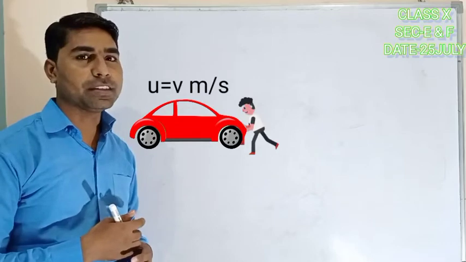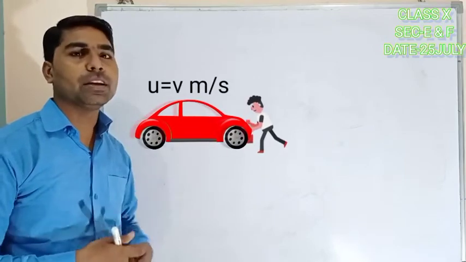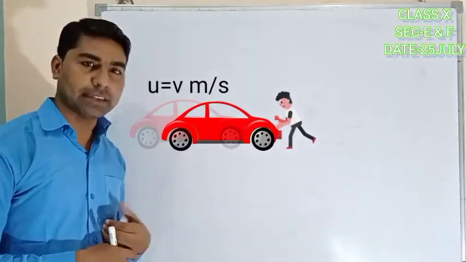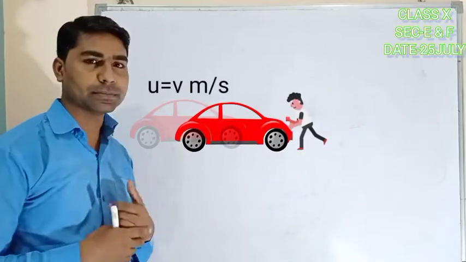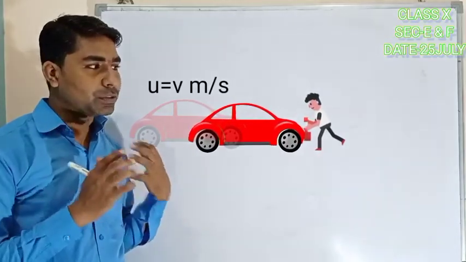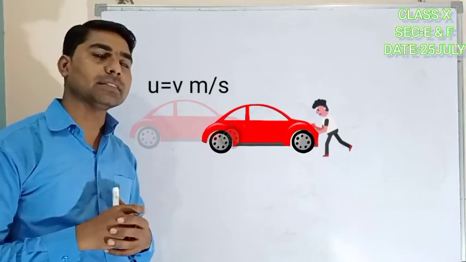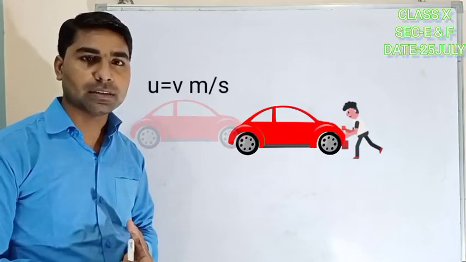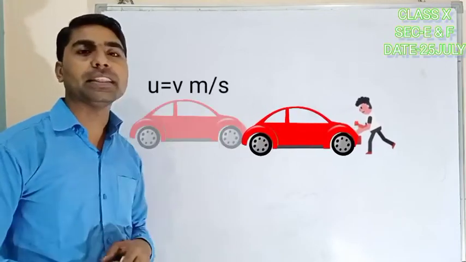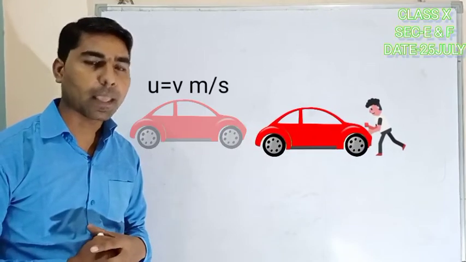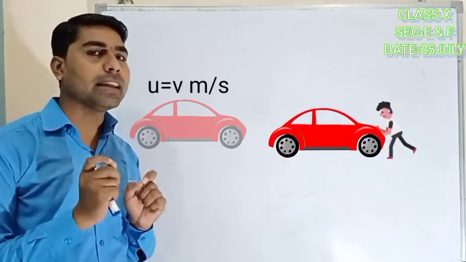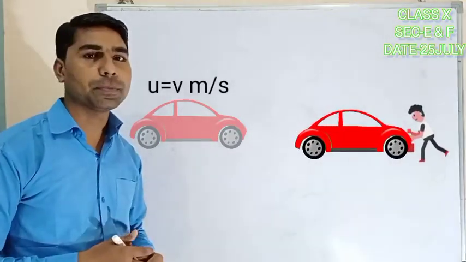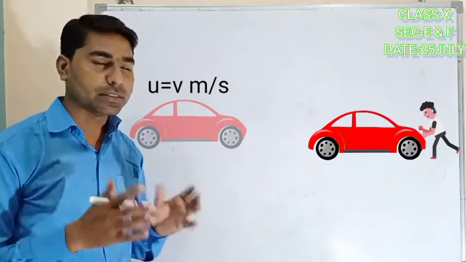Suppose this person is trying to stop this car, but it takes some time and a distance s to stop the car, as here. So to stop the car, the person has done some work, and it has to be the same amount of work as the amount of energy in the car. So if we are able to calculate the work done by the person, it means we are able to calculate what? The kinetic energy in that car. Same way I am going to do here.